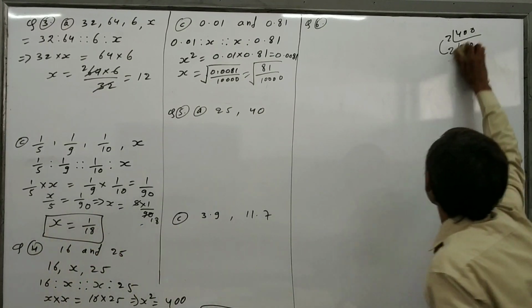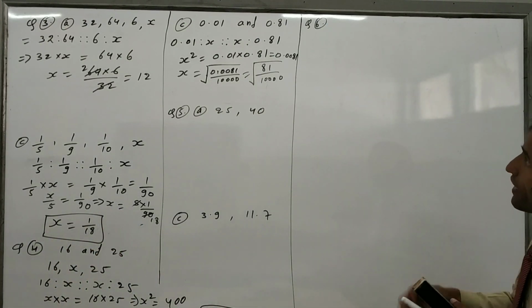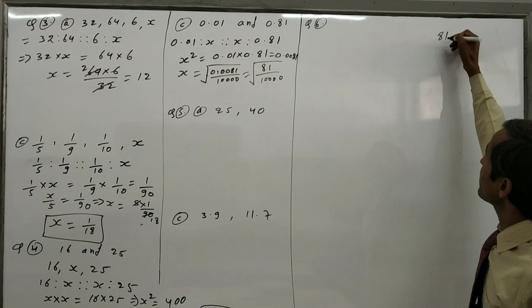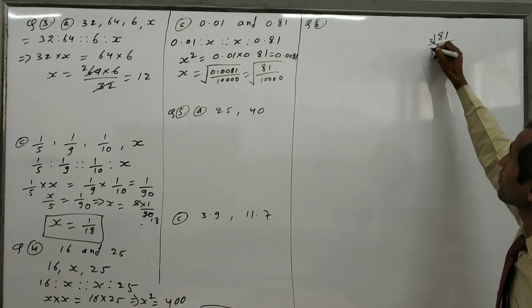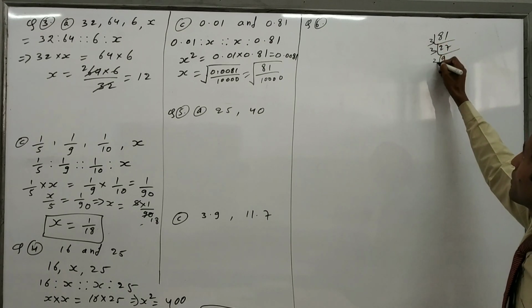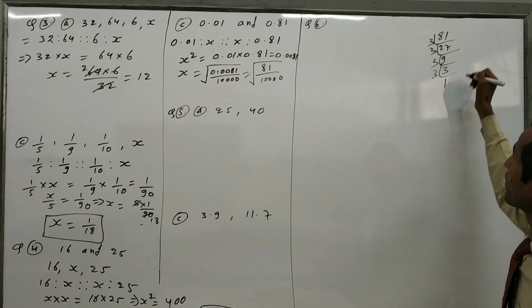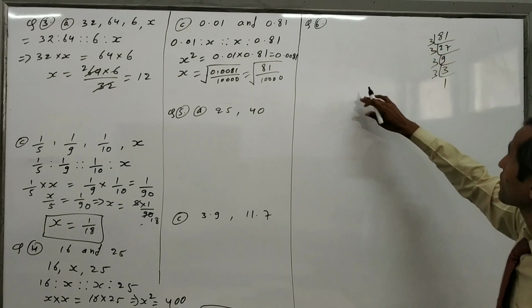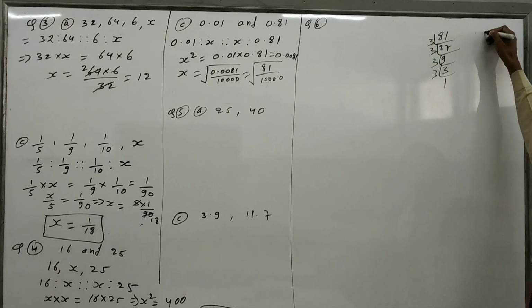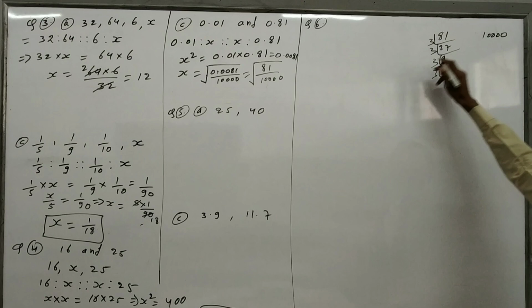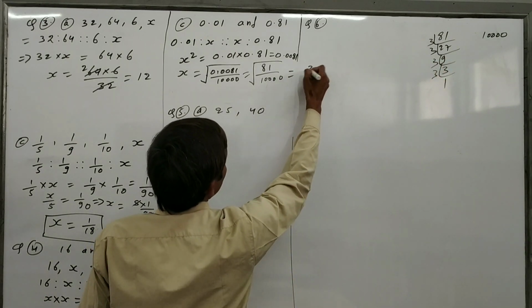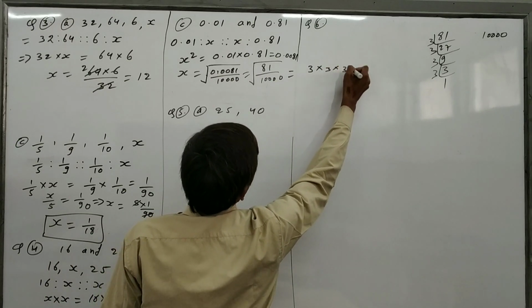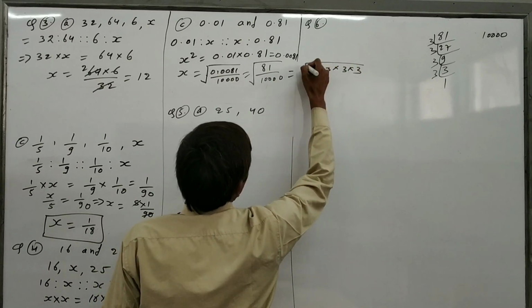We have to factorize 81 separately. So we will factorize 81 by 3. Then it will come 27. Again by 3, 9 will come, then 3 will come, then 3, 1. So we have factorized, and then we have to factorize 10,000 also. First of all, instead of 81 we will write down 3 into 3 into 3 into 3, 4 times, and then put here a square root.